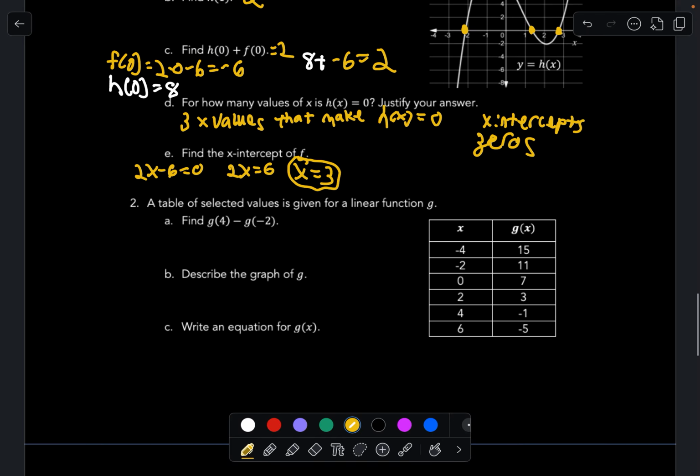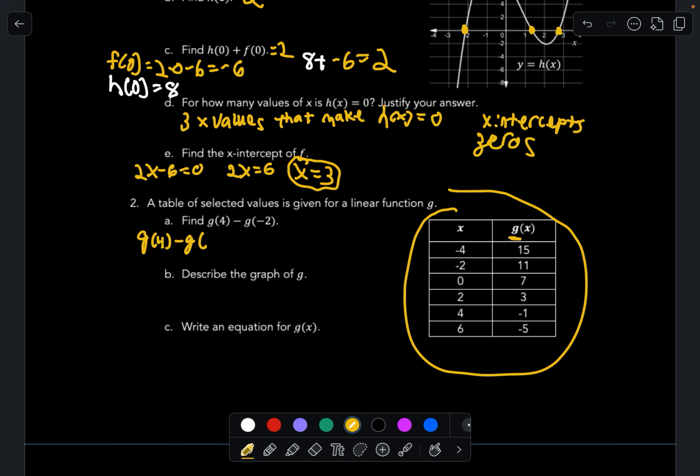And there you go. Now the last problem, my class is happy because they can talk after this, is a table of selected values given right here. Notice this is g of x, and they ask you what is g evaluated at 4 minus g evaluated at -2. So we look, we see x equals 4, and the output is -1. So that's going to be -1 minus, now we look for -2. Here's -2, the output is 11. So it'll be -1 minus 11, and that equals -12.